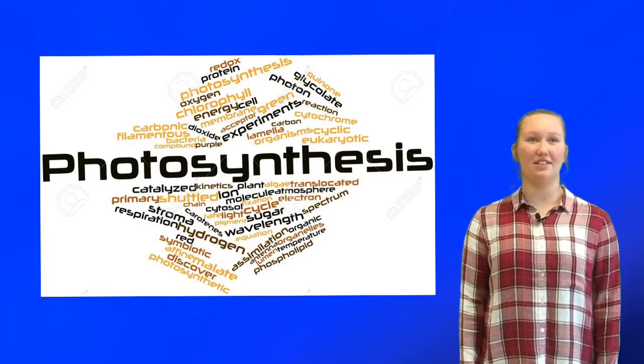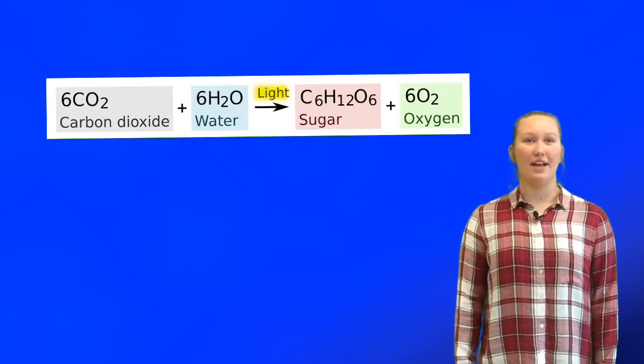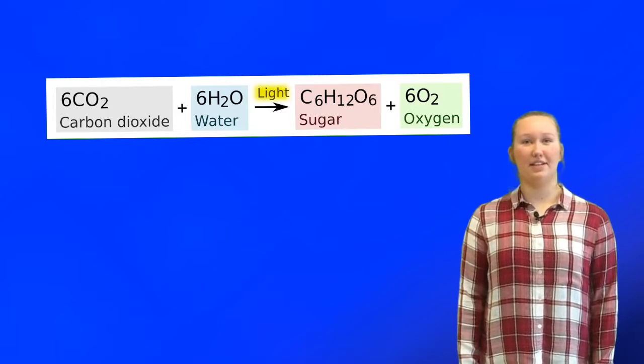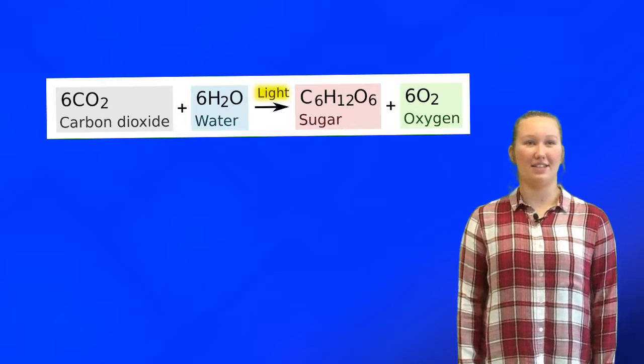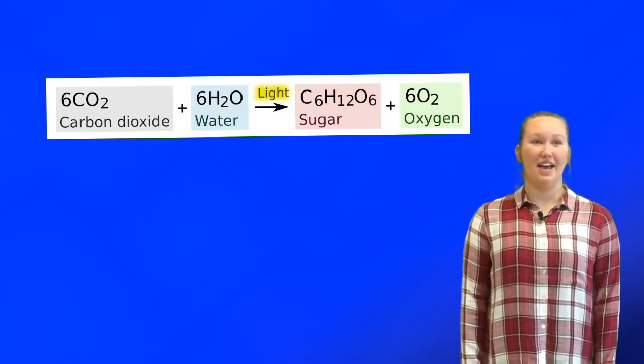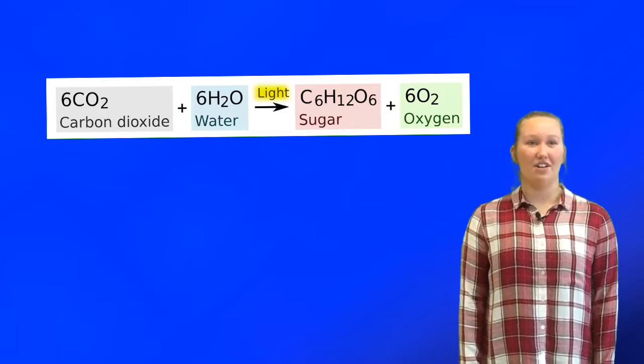The photosynthesis equation is 6CO2 plus 6H2O yields C6H12O6 plus 6O2. In this equation, the 6CO2, carbon dioxide, and 6H2O, water, are the reactants, and the C6H12O6, glucose, and the 6O2, oxygen, are the products.